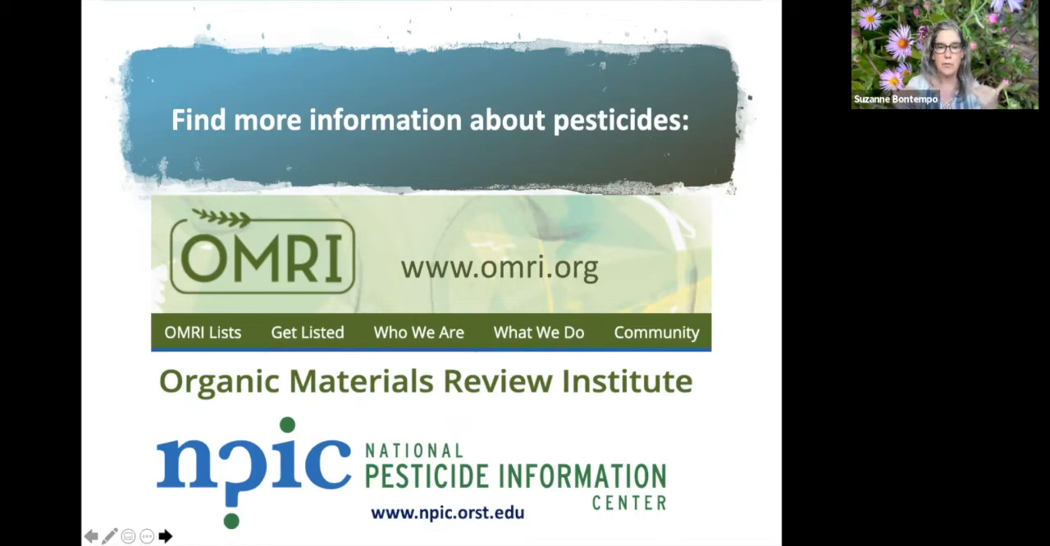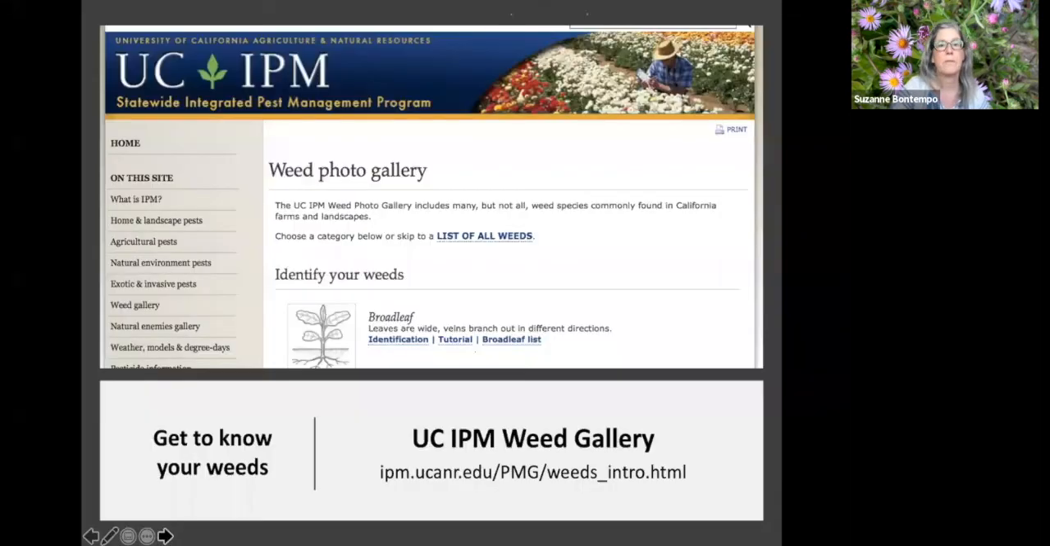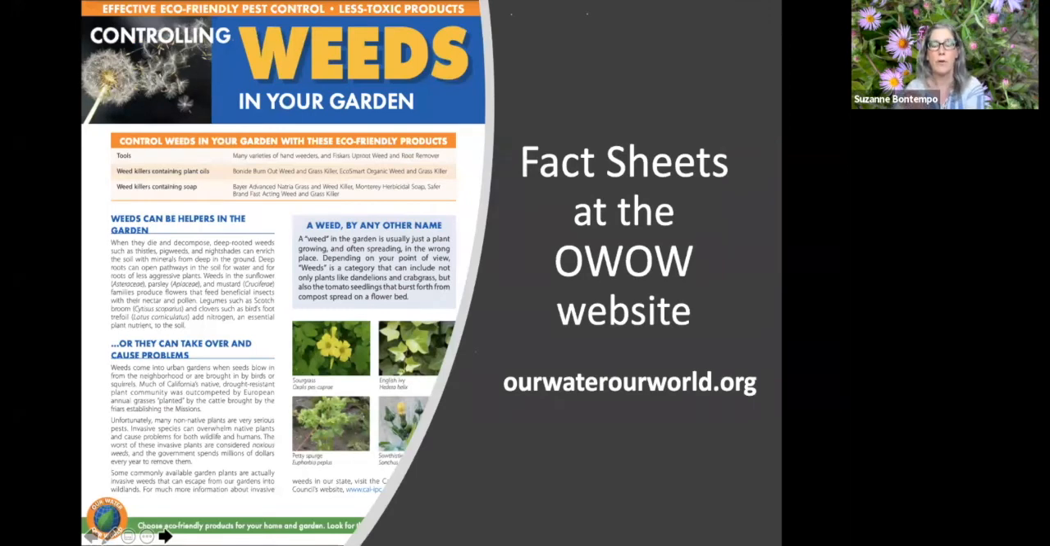And then we also have this really cool website called the National Pesticide Information Center. This is where you can go and read about how active ingredients work. Okay, pretty cool. Just to remind you, we have the UCI PM Weed Gallery for helping you identify weeds. And Our Water, Our World has a fact sheet on controlling weeds in your garden. Please check it out. It's going to be really helpful.